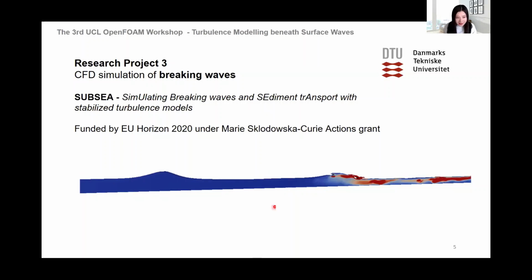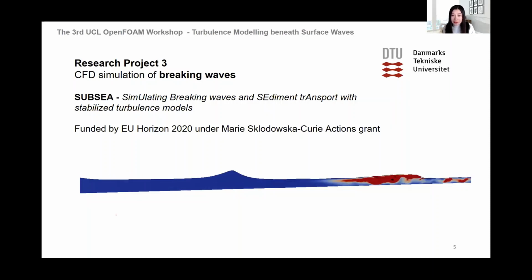And here is the simulation also performed in OpenFOAM. You can see the wave is approximately breaking here. After breaking, there will be a high turbulence level generated, showing these red colors. And before breaking, in the pre-breaking zone, the blue zone means zero turbulence level.